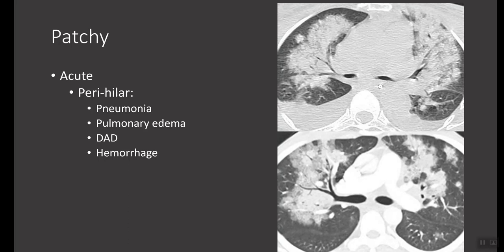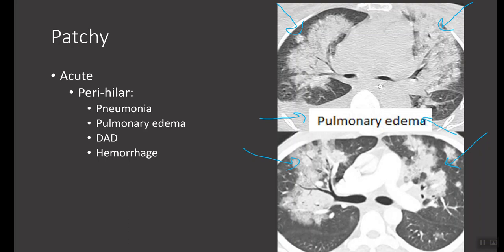So we have two cases over here, and I think we can agree that the consolidation we're seeing is adjacent to the hilar structures, right? It's predominantly centrally located within the lung. Now, the question becomes, what is going on here? So we could use some clues. When we see bilateral pleural effusions like this, one of the things we certainly would want to consider is pulmonary edema. And that's what this ended up being. This is pulmonary edema. So you can see how pulmonary edema can produce a pattern of consolidation within the lung.